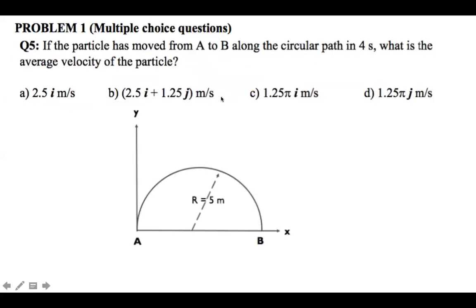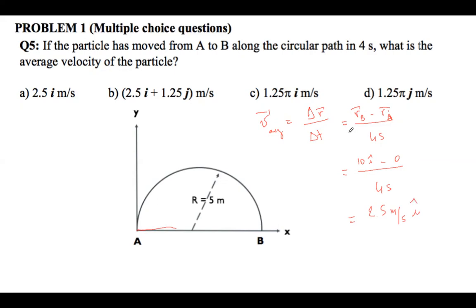So if the particle has moved from A to B in a circular path in 4 seconds, what is the average velocity of the particle? Well, you know that average velocity is just displacement divided by the time elapsed. So here the displacement is r final, which is r_B, minus r initial, divided by 4 seconds. What is r_B? It's the diameter on the x-axis, just 10 unit vector along x direction. What is r_A? r_A is 0, of course, because A is at the origin, divided by 4 seconds. So this gives you 2.5 meters per second along the x direction.